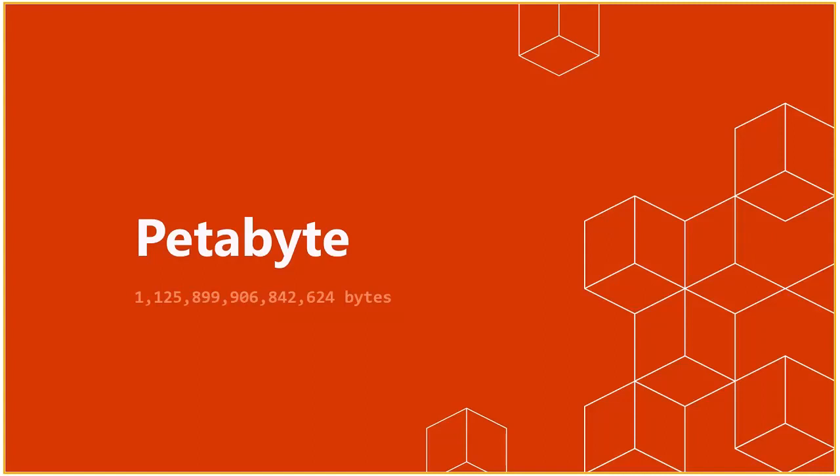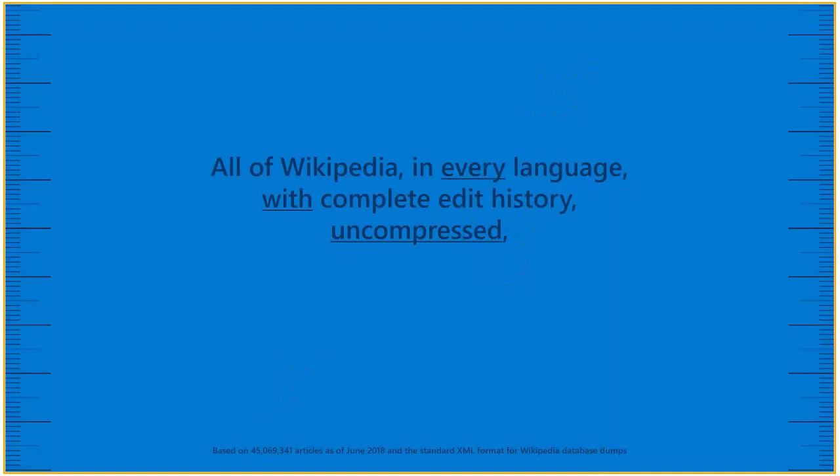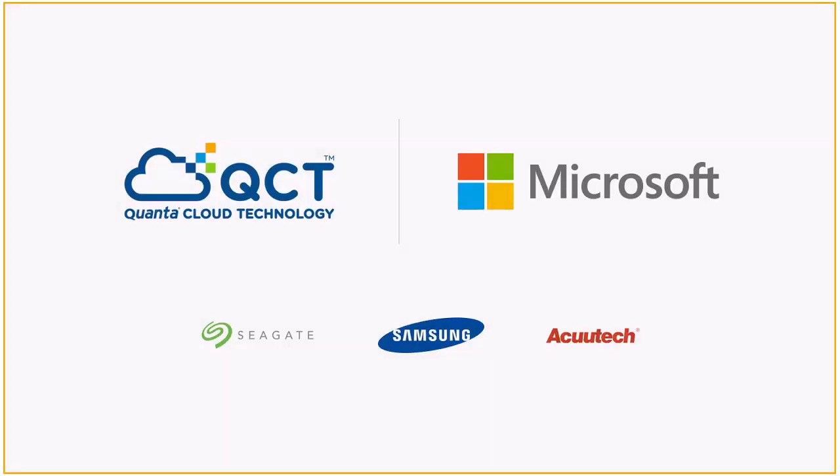What Microsoft wanted to do was to take away those storage scale limitations in Storage Spaces Direct clusters. And so basically, they've increased the capacity of a single Storage Spaces Direct cluster to support 4 petabytes of storage. Now, I don't know what that means. So if you take all of Wikipedia in every language with its complete edit history, uncompressed, 50 times, that's 4 petabytes.